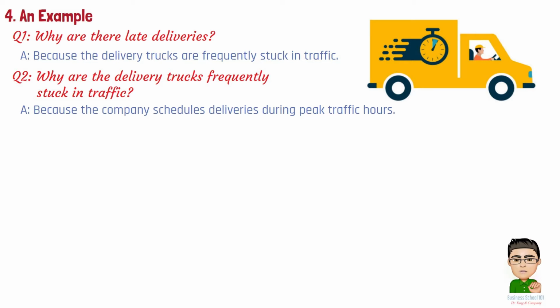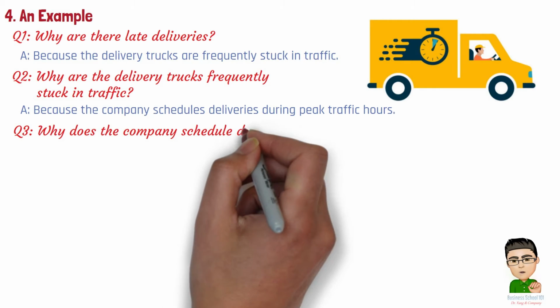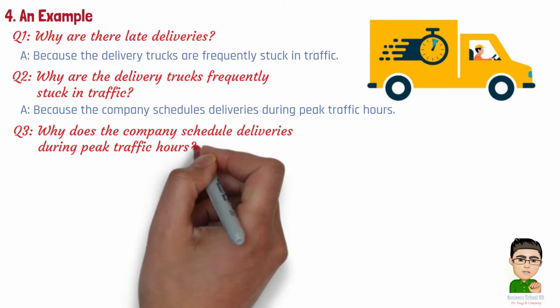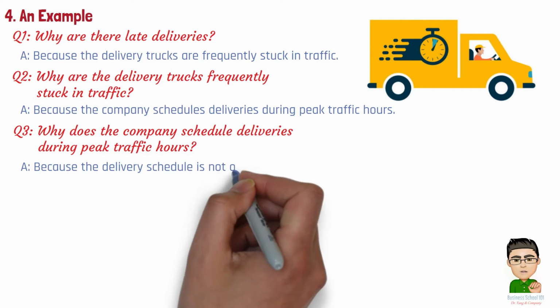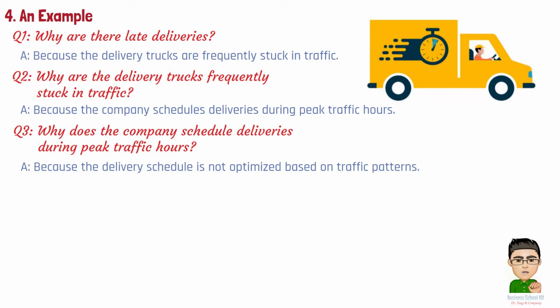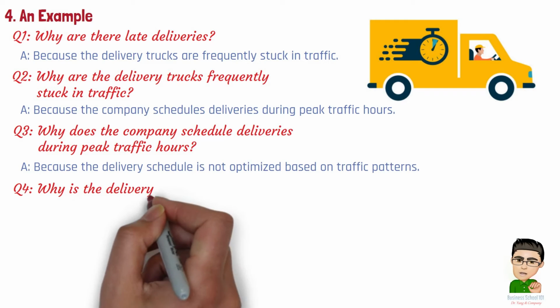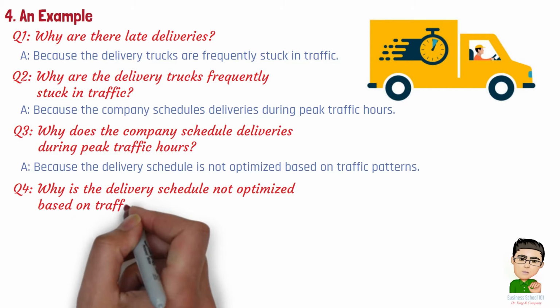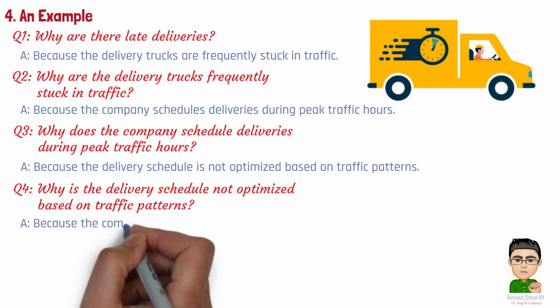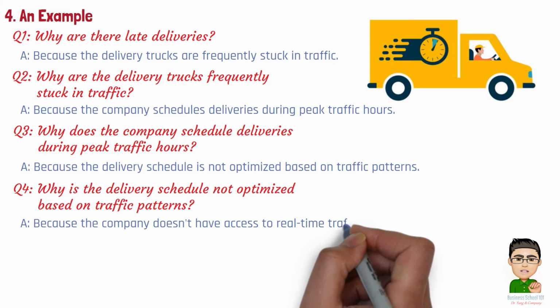Moving on to the third question. Why does the company schedule deliveries during peak traffic hours? Because the delivery schedule is not optimized based on traffic patterns. Next question. Why is the delivery schedule not optimized based on traffic patterns? Because the company doesn't have access to real-time traffic data.